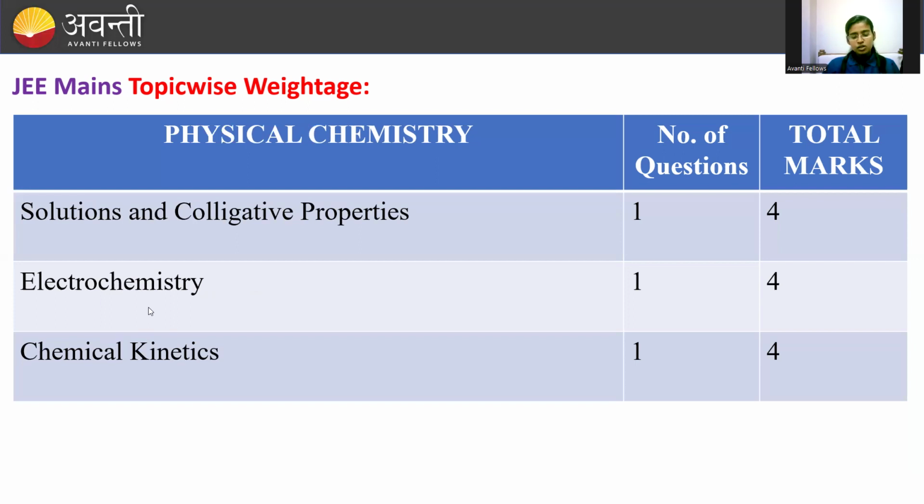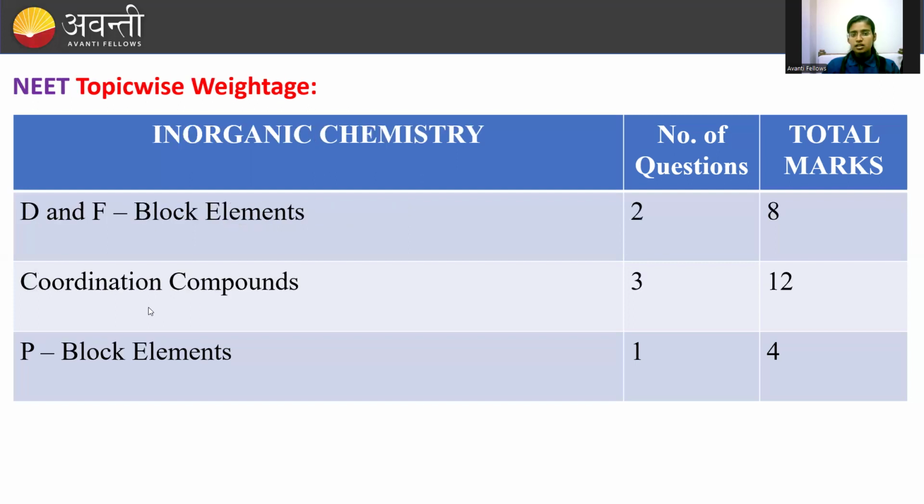Then coming to the NEET topic-wise weightage. These 3 lessons are coming again. From D and F block, we are getting 2 questions. And from coordination compounds, the weightage is more: 3 questions are asked from coordination compounds. So it has the highest weightage. Without learning D and F block elements, coordination compounds is not easy. Those 2 lessons are interlinked with each other. All these will come under your class 12 only, so I will teach. You don't have to worry.